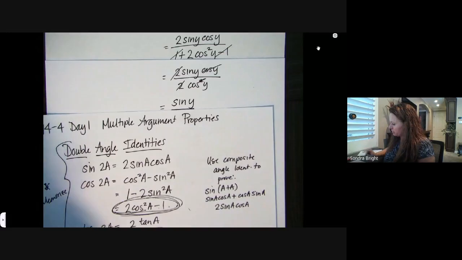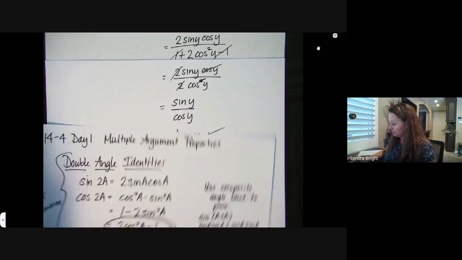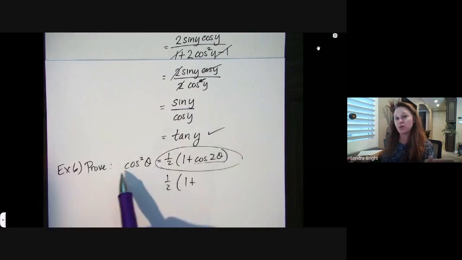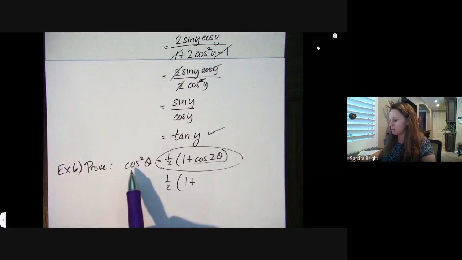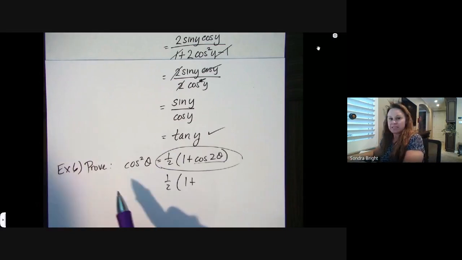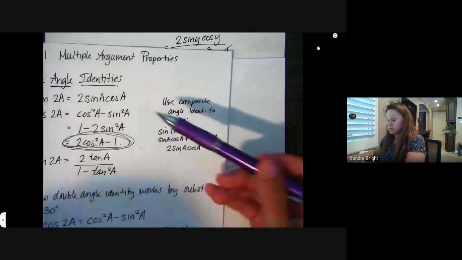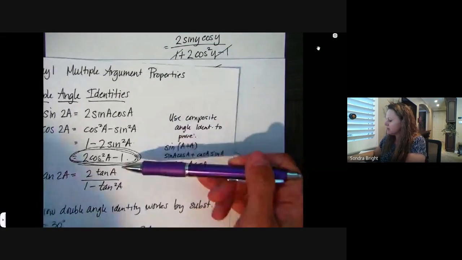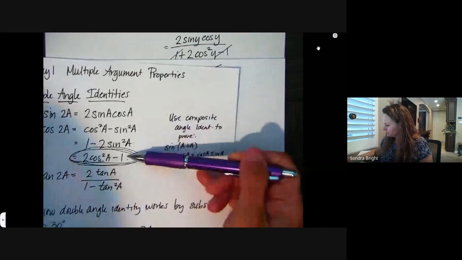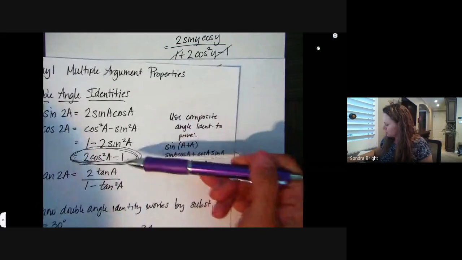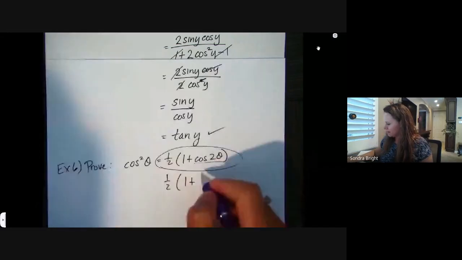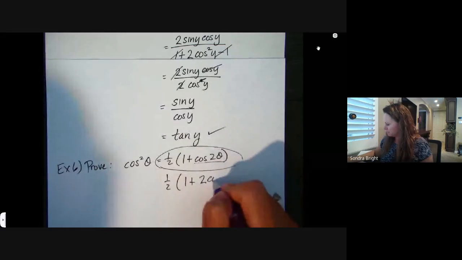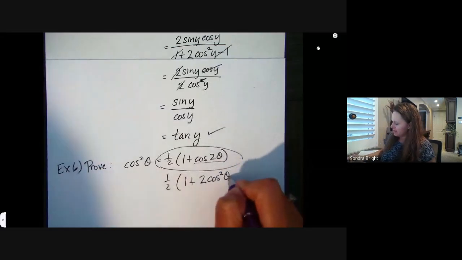So which one am I going to choose? Well, I look at my goal. My goal is to only be in terms of cosine squared. So out of the 3 identities, this one has a cosine squared and a sine squared. This one only has a sine squared, but this one has cosine squared only, right? Not also a sine squared. So that's the one I'm going to use. So that's a 2 cosine squared of theta minus 1.